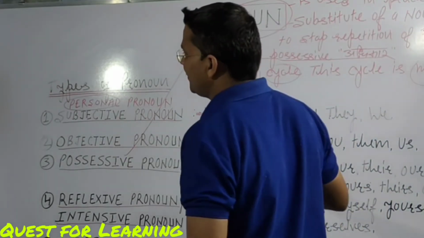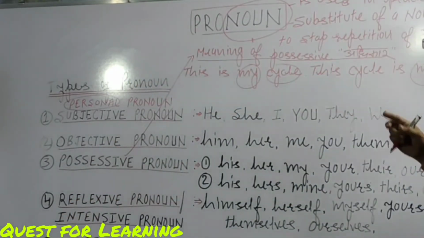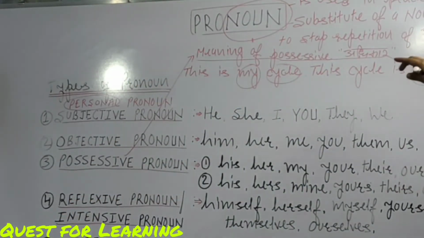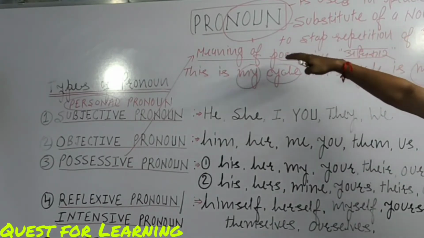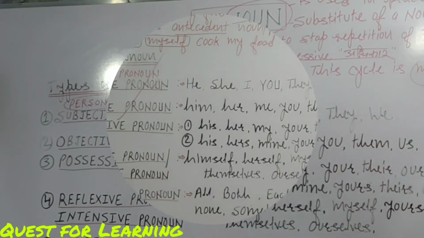Okay, if I say this is my cycle, then first category. If I say this cycle is mine, then second category of the possessive pronoun. In this way use possessive pronoun.